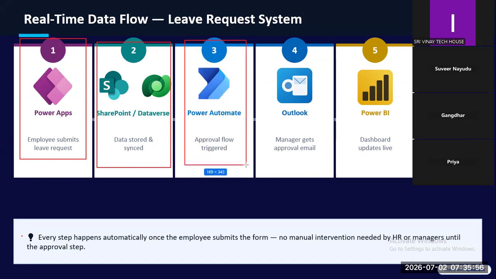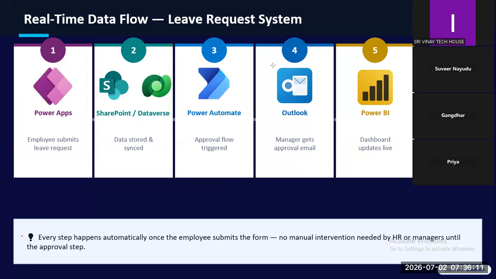The third component is Power Automate. As soon as the employee submits a request, it will trigger a flow. When Power Automate triggers the business process flow, it will send an email notification to the manager via Outlook. In this Power Automate only, we will configure this Outlook mail notification.